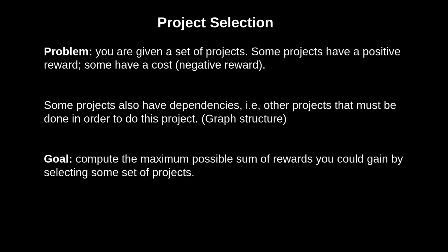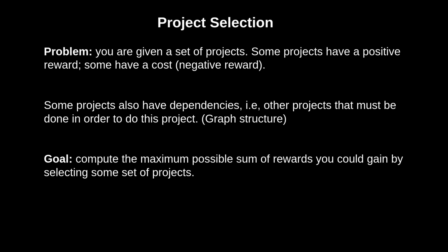In the final application of flow that I'll be going over, we're going to consider the project selection problem. In the project selection problem, you are given some set of projects, and each project will have a positive reward or some negative reward, i.e., each project has some profit or cost. Some or all projects will have dependencies, i.e., other projects that must be done in order to do this project.